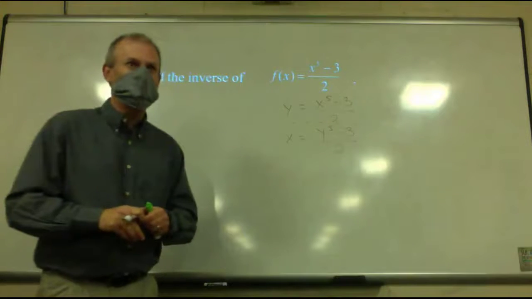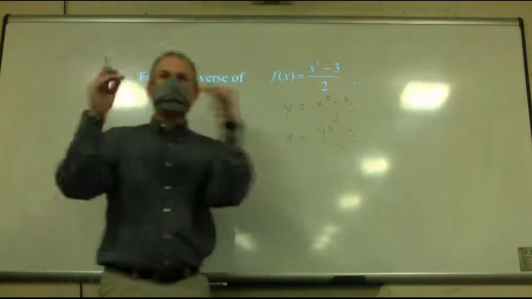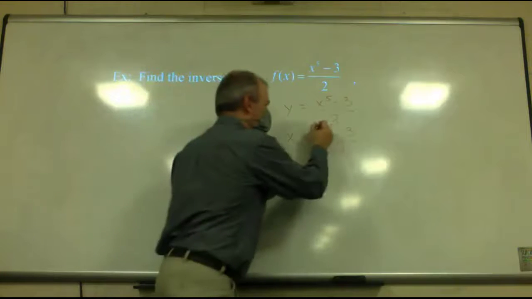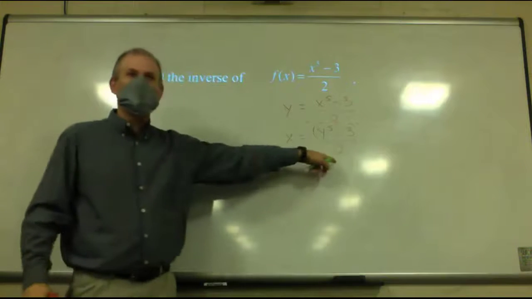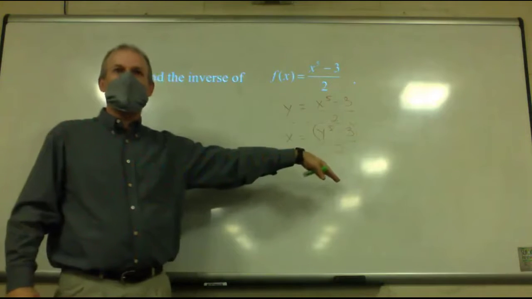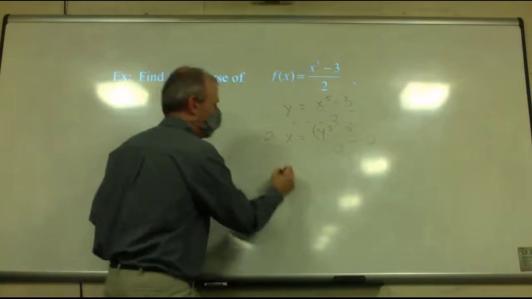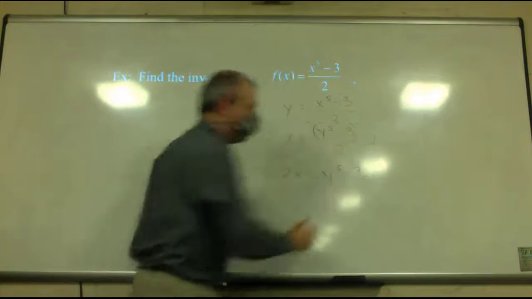Anybody have an idea? Multiply by 2, maybe. The first thing, we have to be careful, because division bars are actually grouping symbols. So this division bar really groups the top all together. So the first thing we have to peel off is this 2 on the bottom. So dividing by 2 to get rid of it, we multiply by 2. So 2x equals y to the 5th minus 3.